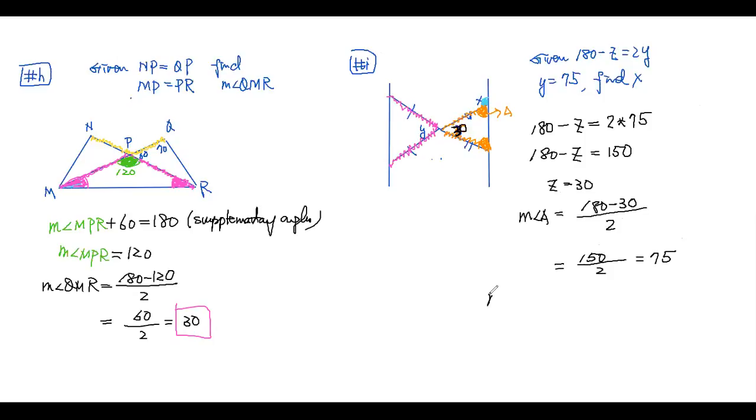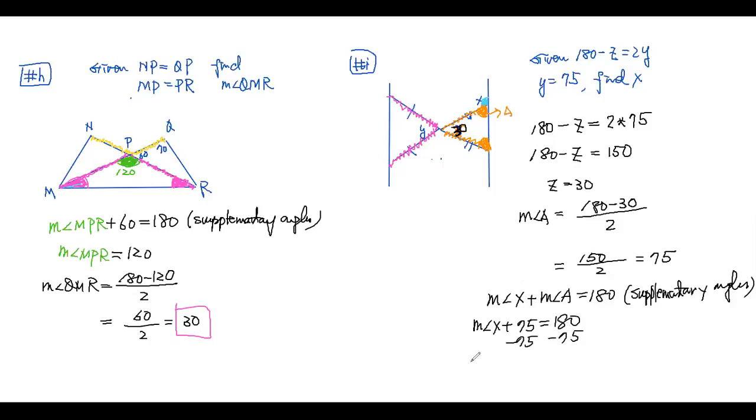Now I know angle X plus angle A is equal to 180. Why? Supplementary. Did you see how many supplementary angles we use? That's why it's extremely important we know all those basic definitions. So angle X plus 75 is 180, so you subtract 75 from both sides. What do you get? X is equal to 180 minus 75, which gives you 105. Good job.